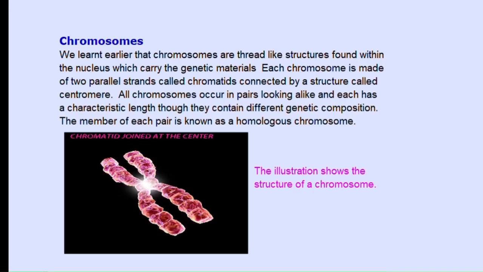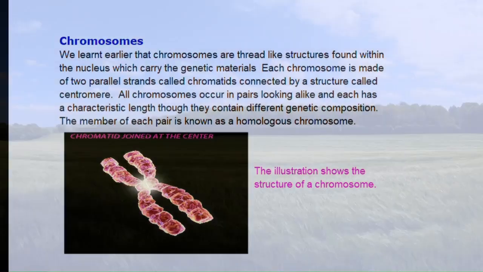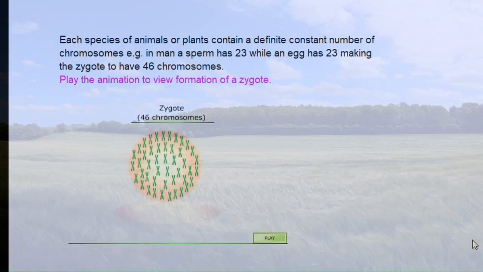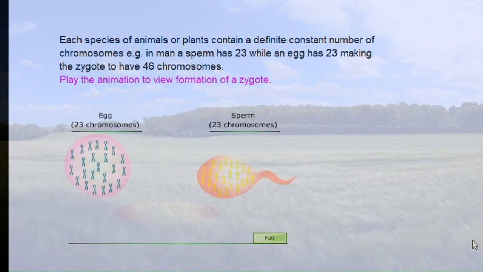The illustration shows the structure of a chromosome. Each species of animals or plants contains a definite constant number of chromosomes. For example, in man, a sperm has 23, while an egg has 23, making the zygote to have 46 chromosomes. Play the animation to view formation of a zygote.